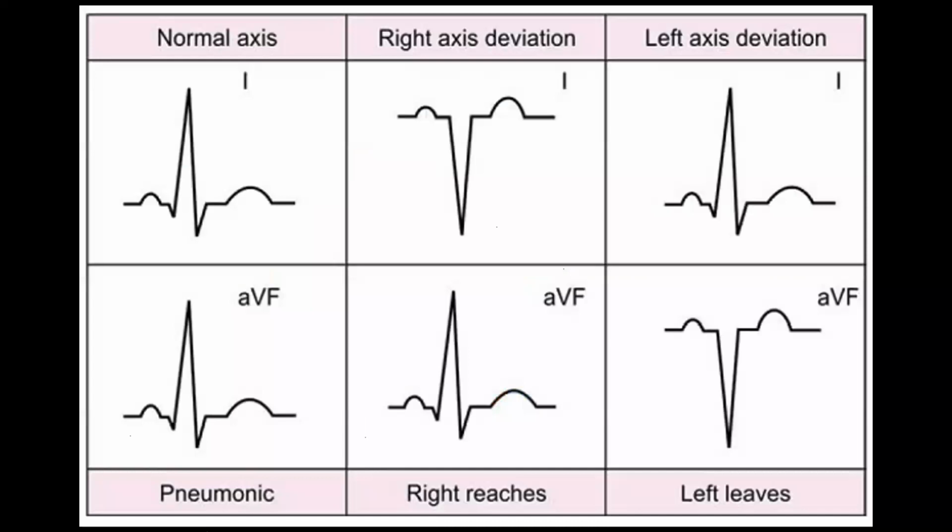So normal axis in lead 1 and aVF, they're both pointing the same way. In right axis deviation, they're reaching each other. And in left axis deviation, I'm not sure if I can get my hands to do that, but you get the idea. They're leaving each other. And that's a quick way to look at the ECG and look at axis deviation.